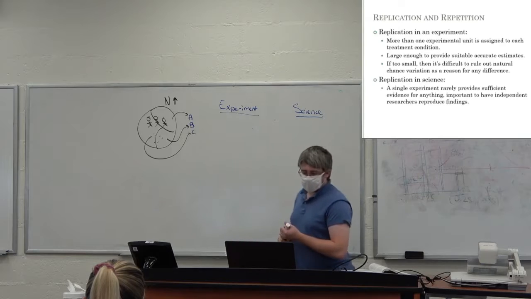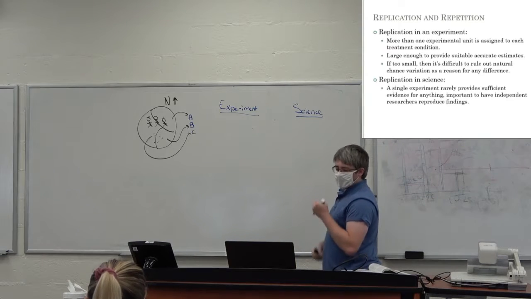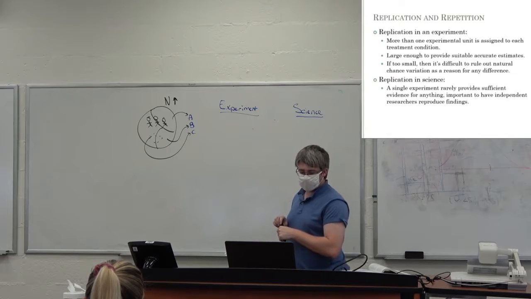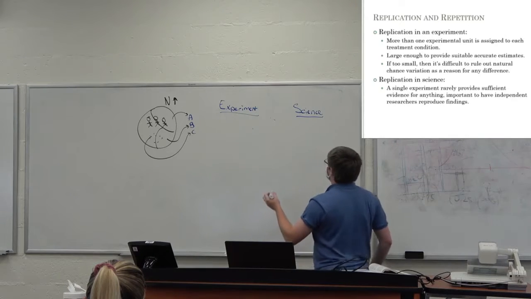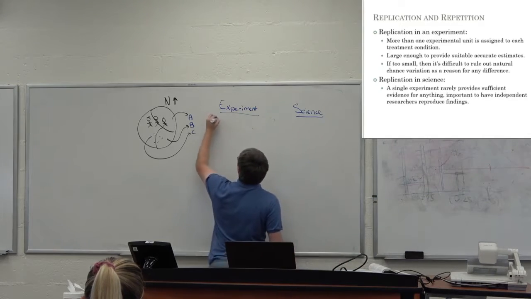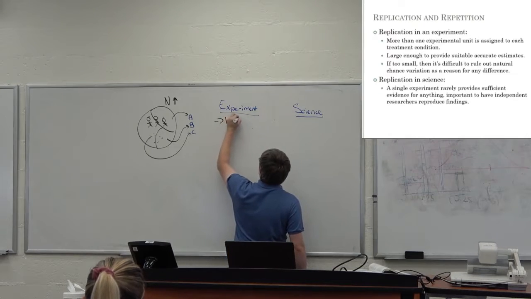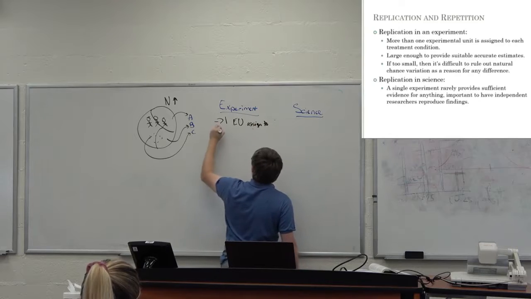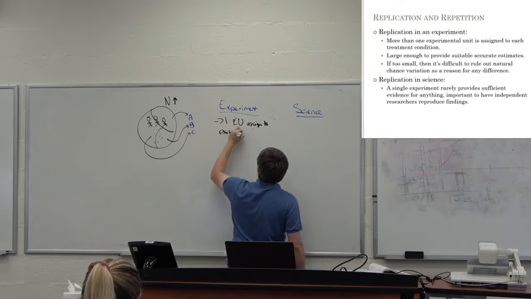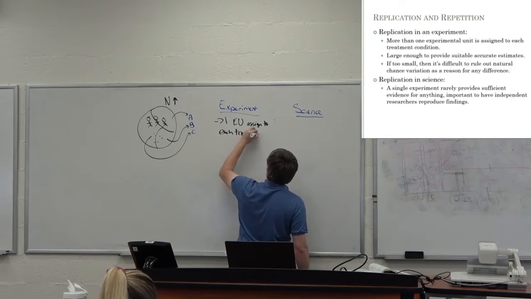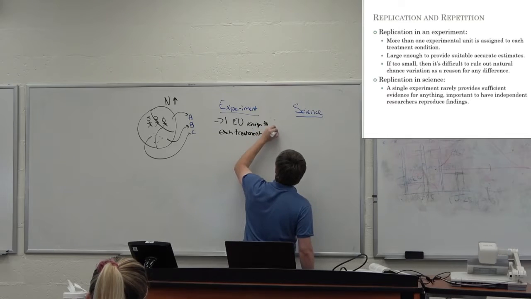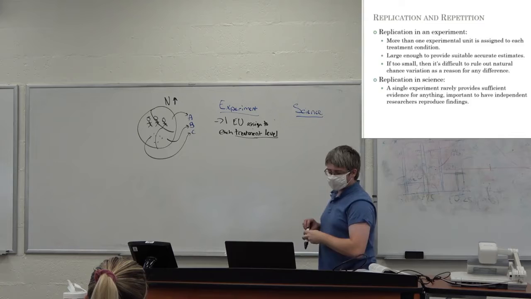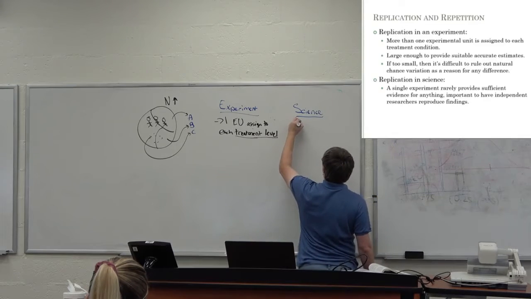Now we have replication in science, where a single experiment rarely provides sufficient evidence for anything, and it's important to reproduce. So in an experiment, there is more than one EU assigned to a treatment. And then this should be treatment level. Yeah. And for science, you need to have reproducible research.